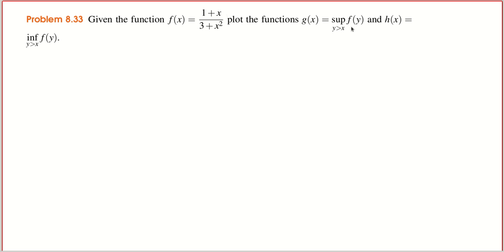In this one here, what we do is we fix a value of x, and then we find the supremum of the values of the function on the right of x, and that is the value of the function g. And the function h is the same, but we take the infimum of these values. Okay, so we'll first make the plot of this one, and then we'll decide how to plot this one, or what they look like.